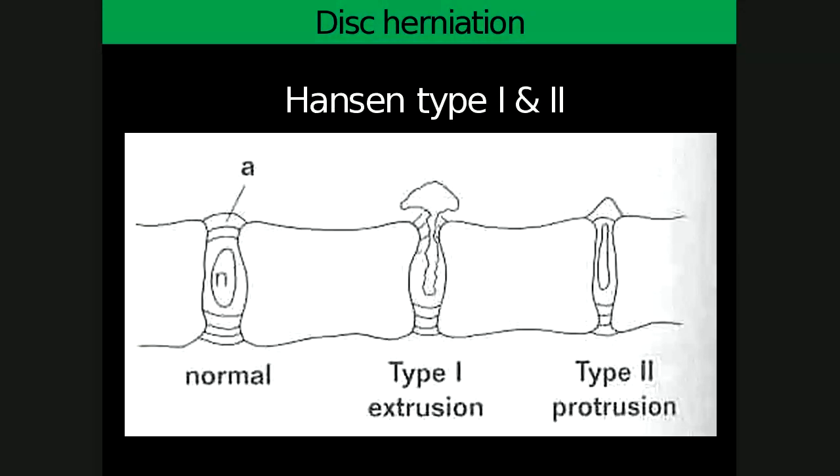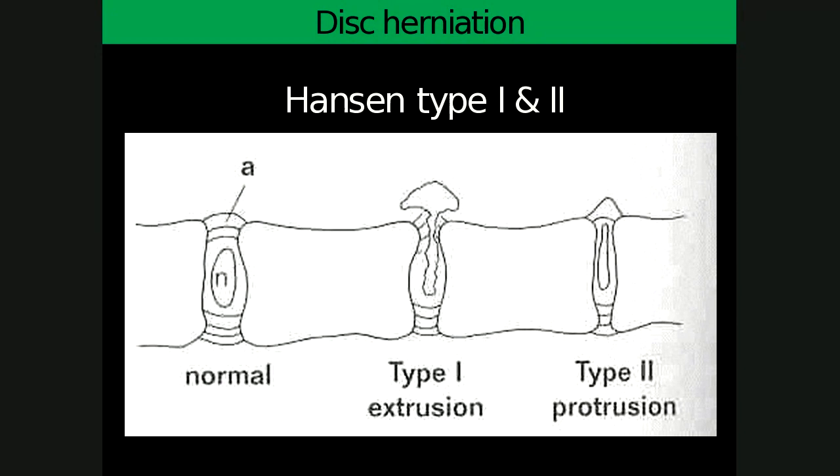This slide just depicts the different types of disc extrusion versus protrusion. In the normal image on the far left, A is the annulus fibrosus, and that's the outer portion of the disc, and that is fibrous. The N depicts the nucleus pulposus, which is very elastic. It's gelatinous with a very high water content, and as it degenerates, it dehydrates and loses its elasticity.